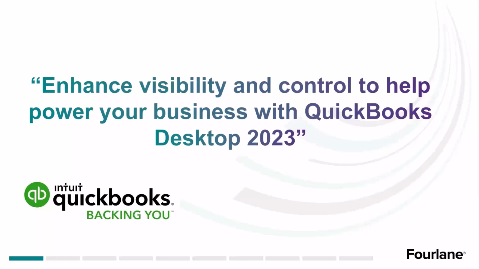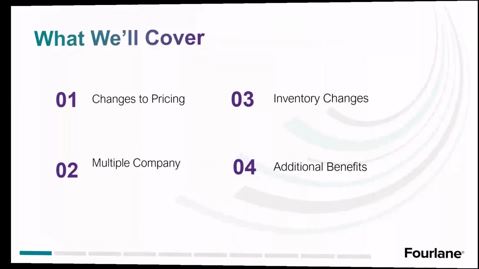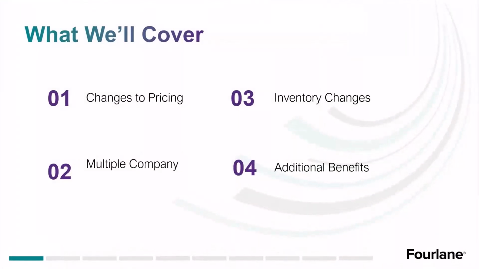So powerful words here. What we're going to go over today: we're going to talk about some changes to pricing, and I'm going to approach that topic carefully. We're also going to talk about some changes to multiple company files, some inventory changes, and then some additional ancillary benefits that come into play there.